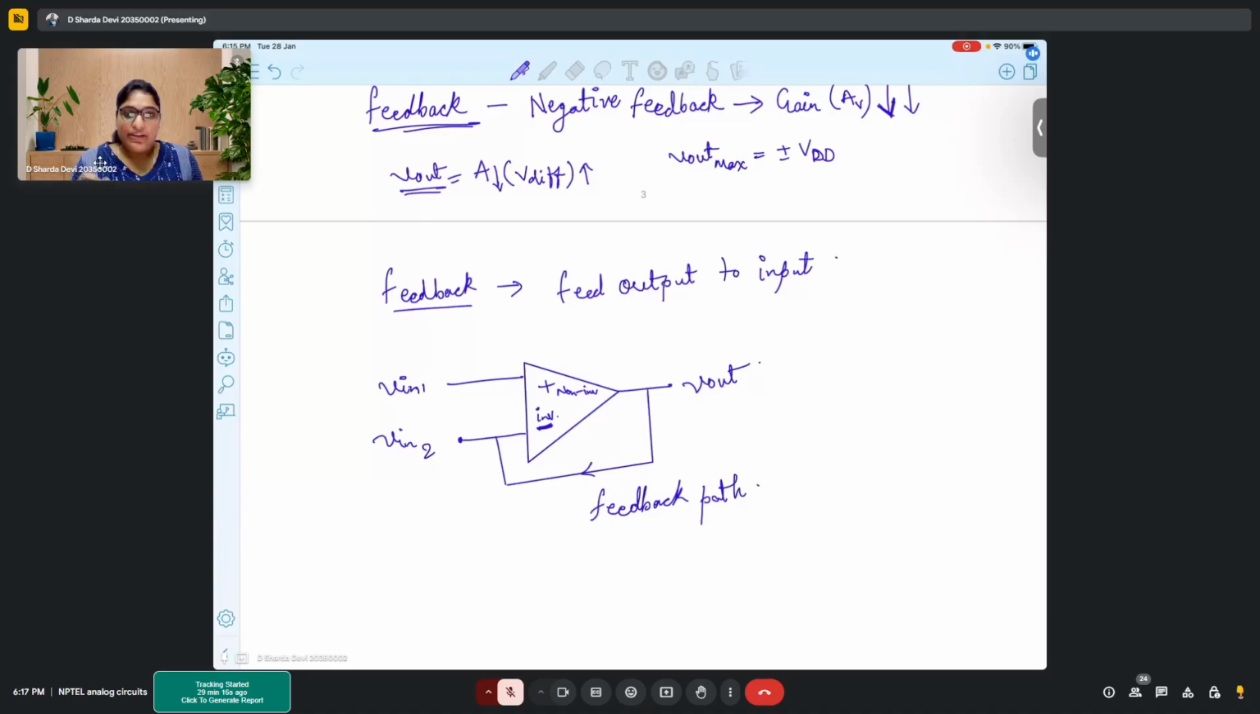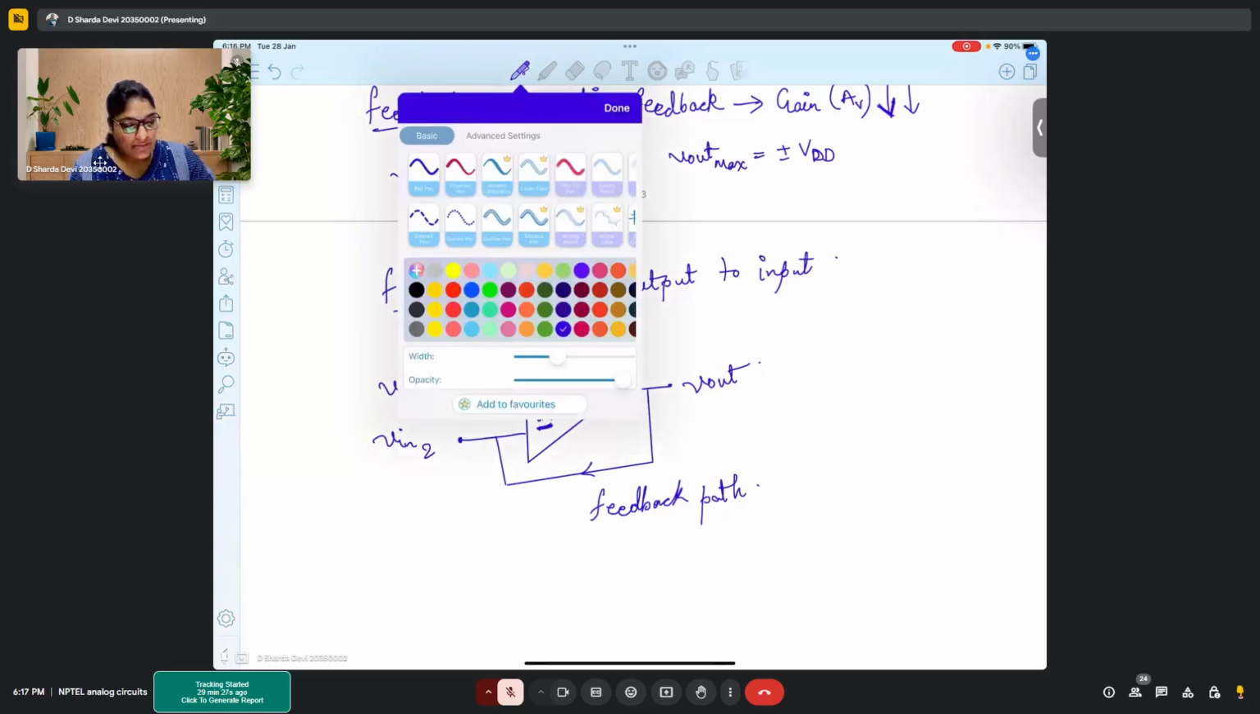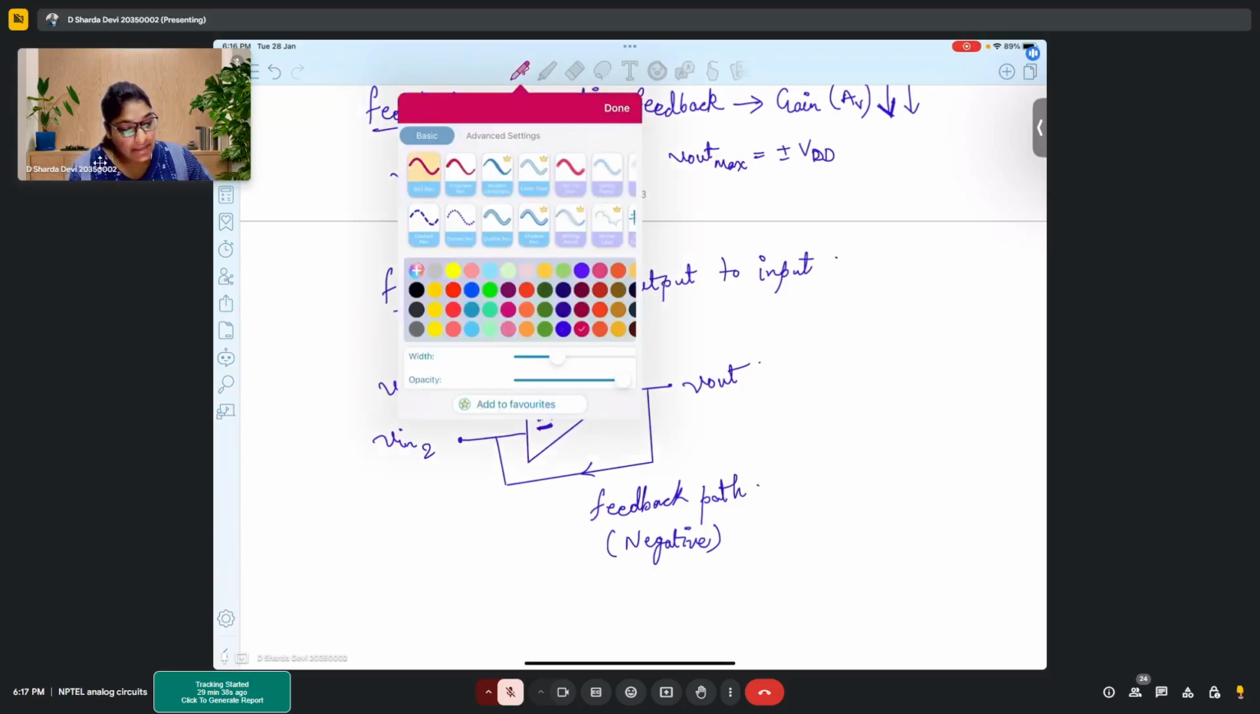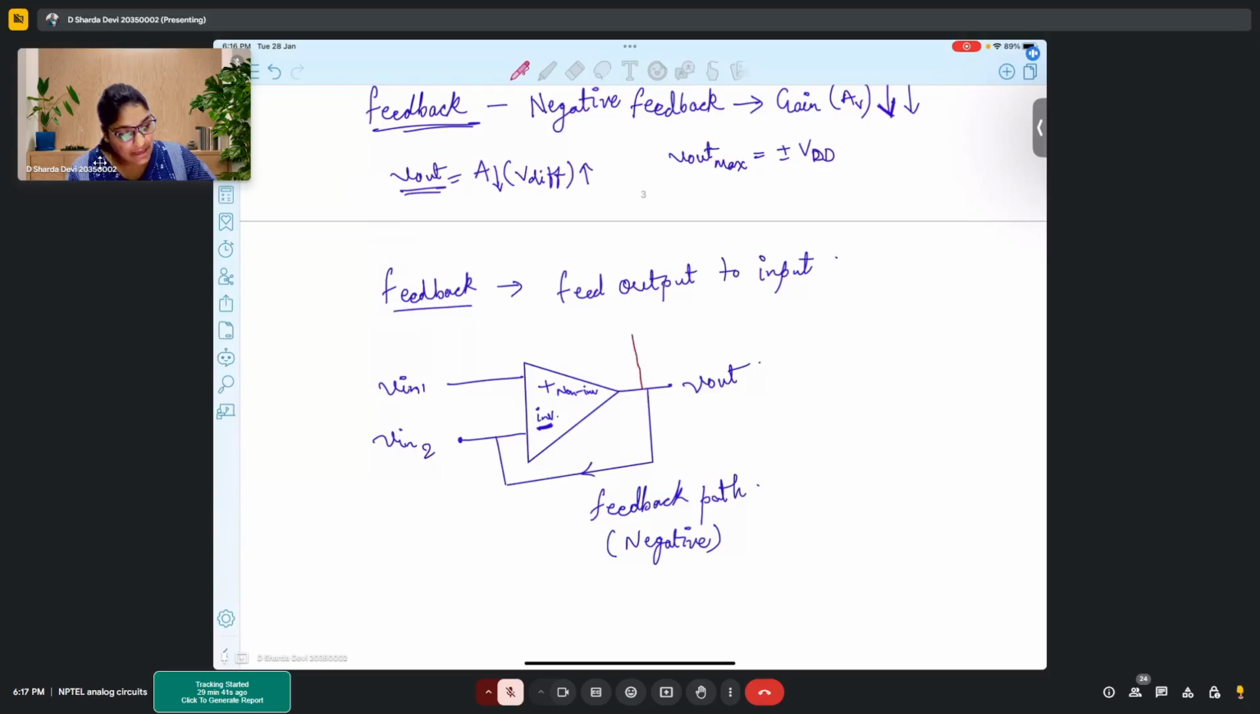And now whether feedback is positive or negative also depends on which terminal you are connecting to your output. So here, this particular path is the negative feedback path, where I have connected my output to the inverting input. Now, if the same output I had connected to my positive terminal, or non-inverting terminal, this would have become a positive feedback path.